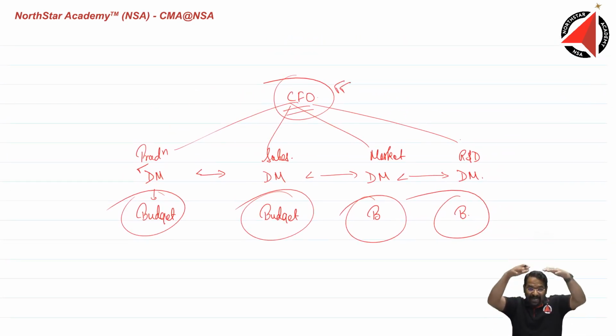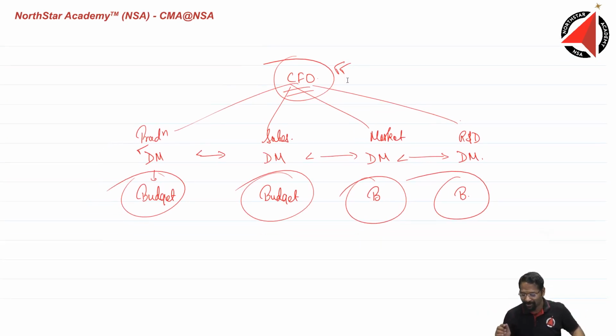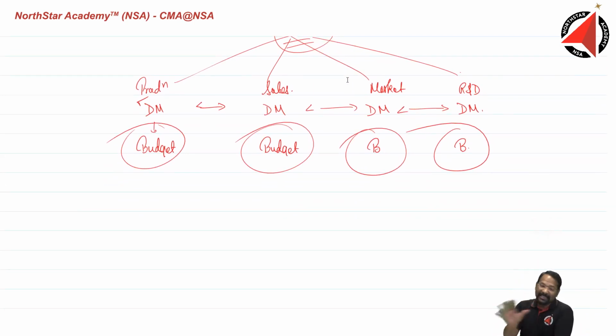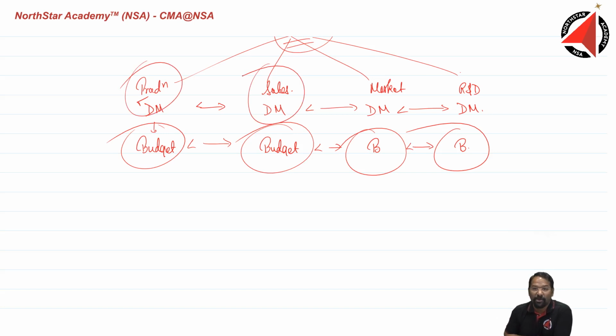the CFO is the father of finance, all right? He is only the finance department, right? So each department is going to prepare a budget. Don't you think each budget must be integrated with the others? Yes or no? For example, the production department should be integrated with the sales department, otherwise it is not going to make sense. The sales department should be integrated with the marketing department, otherwise again it is not going to make sense.